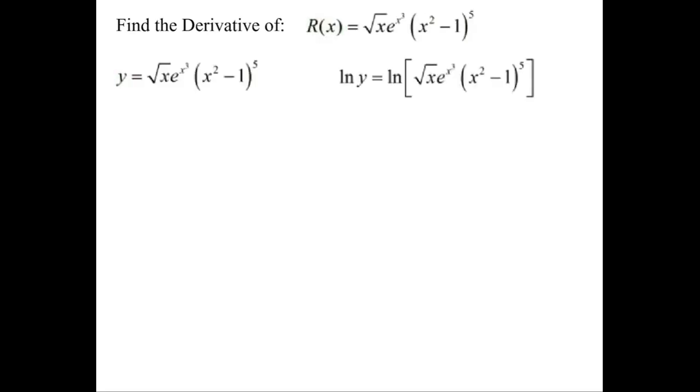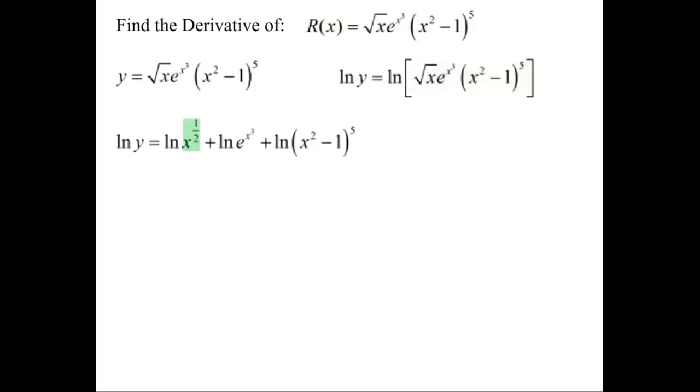Let's try the next one. Find the derivative of r of x equals the square root of x times e raised to the power of x cubed times the quantity x squared minus 1 raised to the power of 5. All right, first step, let's replace r of x with y. And then we take the natural logarithm of both sides. And then we use the properties of logarithms to rewrite the expression into a derivative-friendly form. And here, since we have a product of 3 functions, we rewrite them as a sum of logarithms as follows.